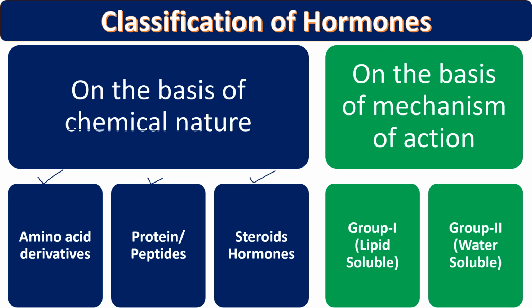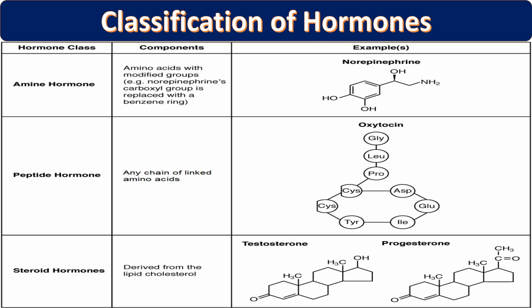This is one kind of classification. The second classification is on the basis of their mechanism of action. So here we have group 1 and group 2. Group 1 are lipid soluble and group 2 are water soluble. Now we are going to see slightly in detail about these mechanisms of action, how they work.